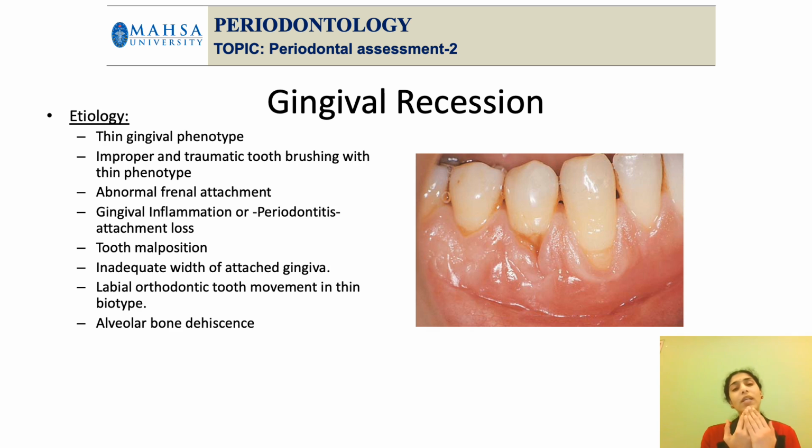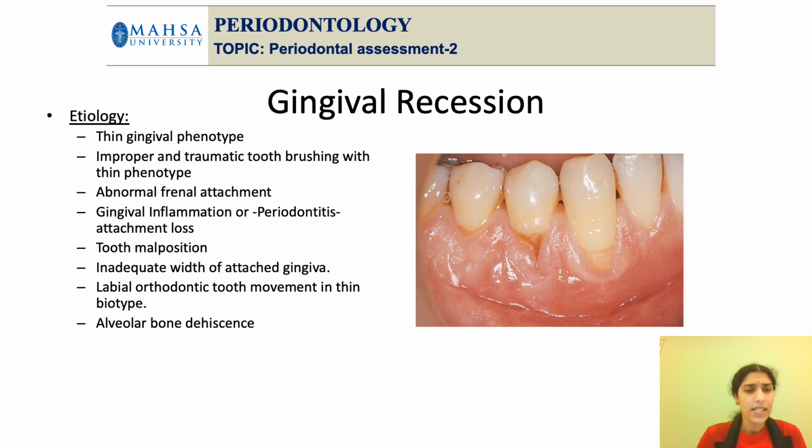The amount of bone that is covering the root surface will be very, very thin. The alveolar cortical bone will be very thin. Therefore, there could be a dehiscence, or there could be a fenestration, or the phenotype of the gingiva that is covering also will be very thin. So any traumatic brushing or frenal pull or any abrasion can easily lead to gingival recession in that situation. So inadequate attached gingiva was also considered one of the predisposing factors for causing gingival recession.